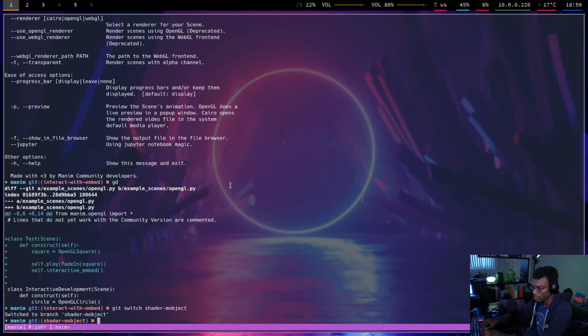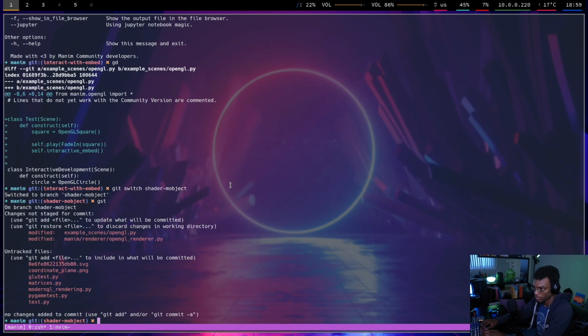So here, I'm going to commit this stuff. I wonder what change I made to OpenGL rendering.